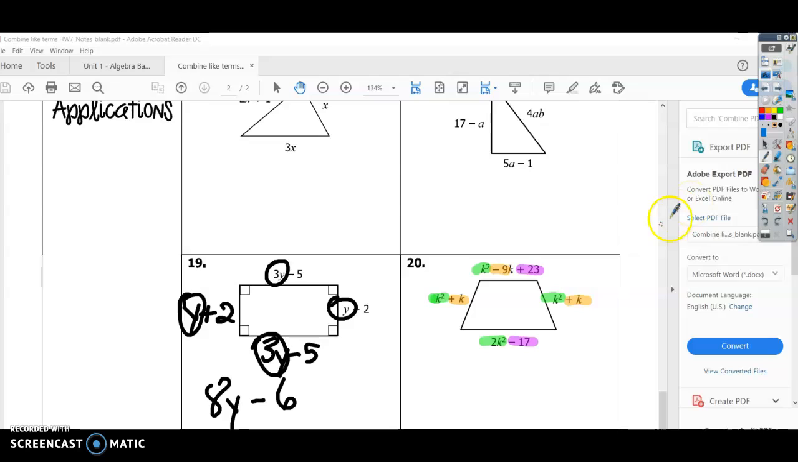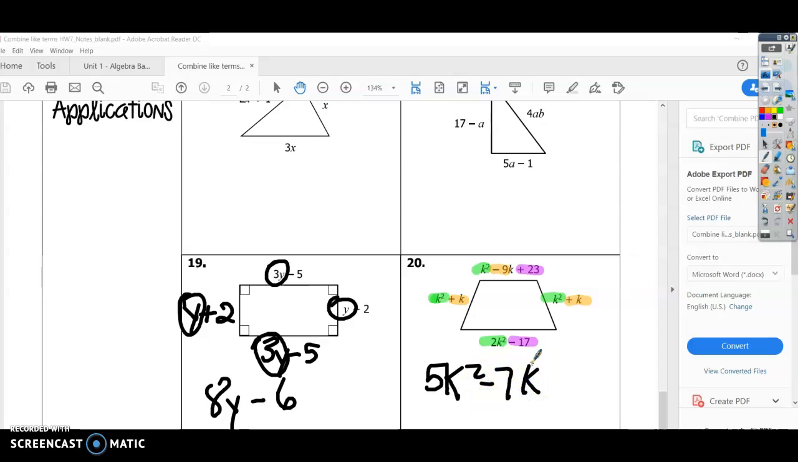All right, last one, number 20. I've gone ahead and highlighted so that we can see the like terms. So we've got 1k squared plus 1 plus 1. So there's 3k squared plus 2 more is 5k squared. And then we've got negative 9 plus 1 is negative 8. Plus 1 more is negative 7k.